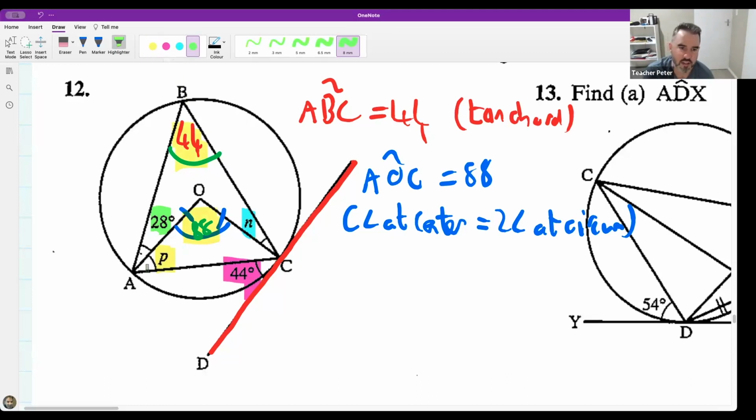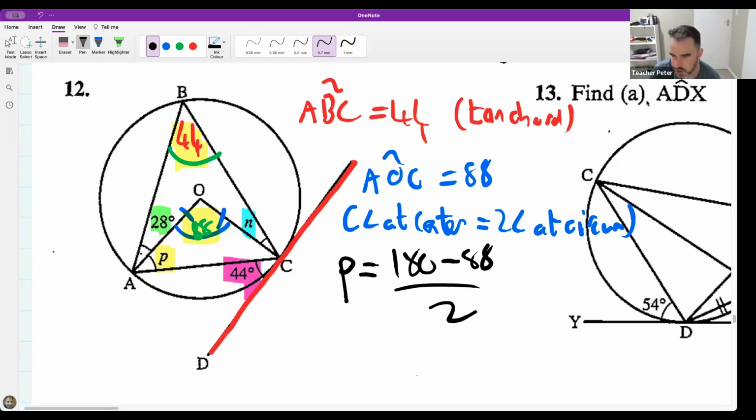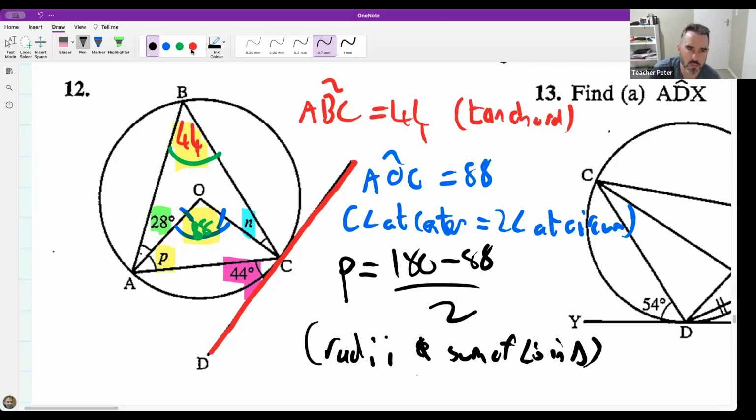And you're right, the common chord is this AC over here. So that part is fixed, but we used the 44 over here to help us. So the next thing I was going to do, I don't know if I can answer your question, because I'm not sure, but what I was going to do next was go 180 minus 88 divided by 2. Would that make sense? Yes, sir. So that would be radii and sum of angles in a triangle. So then what would P be then?